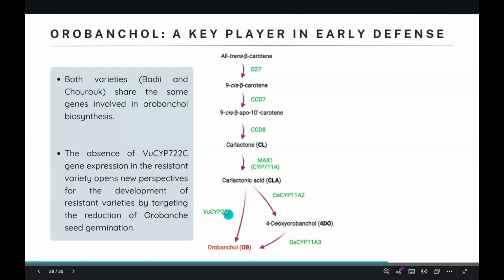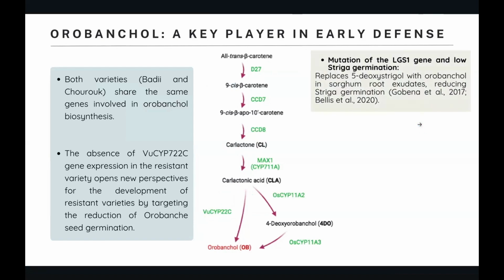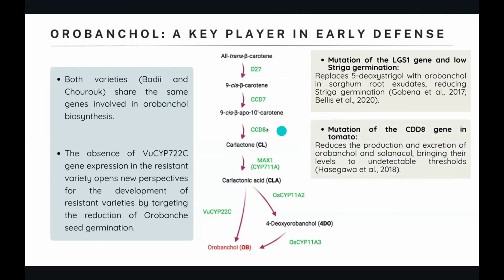of the CP722 gene. In fact, similar strategies have been successfully developed in other pathosystems, including the mutation of NGCS1, which reduced the striga germination by modifying the dominant strigolactone in sorghum root exudate. Additionally, the mutation of CCD8 in tomato reduced the production of orobanchol and solanacol.